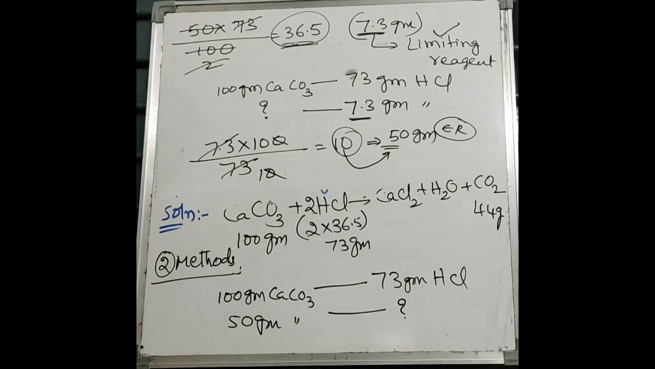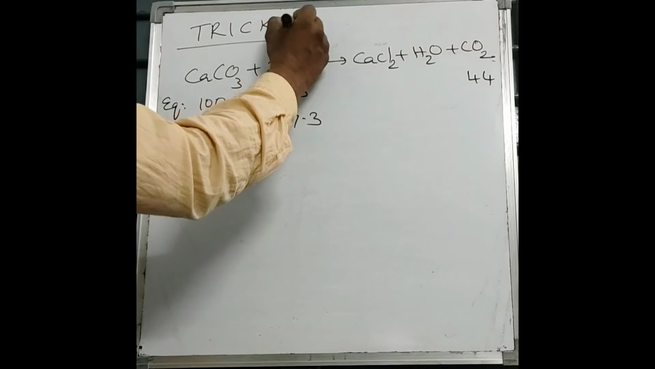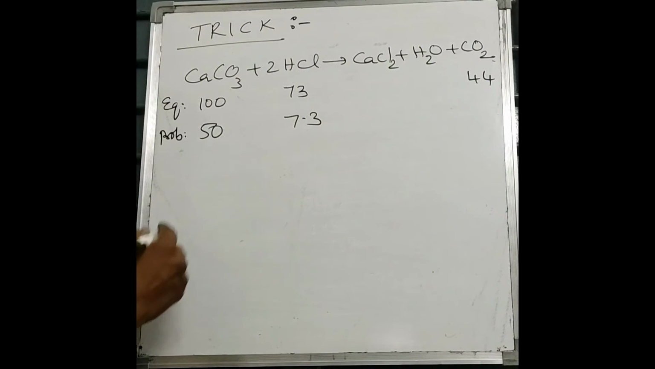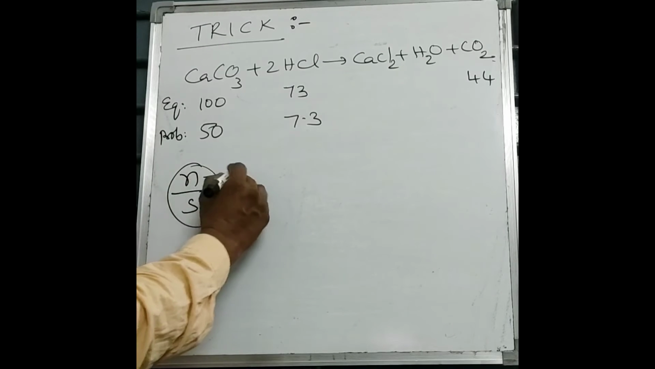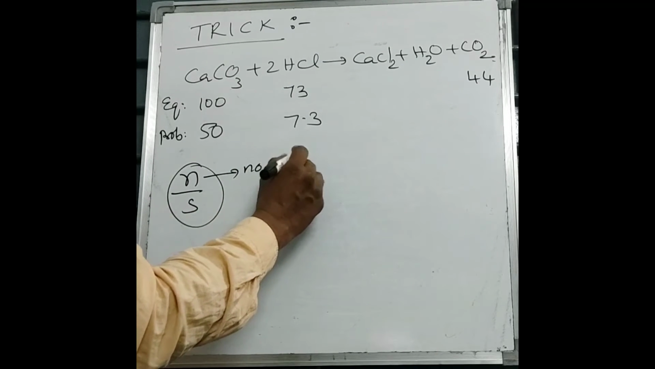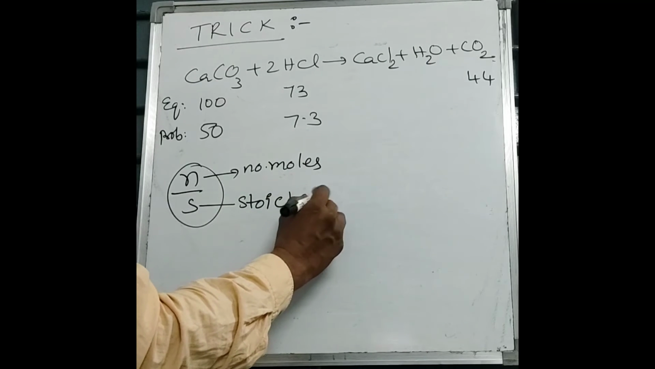So this is method 1. Method 2 is the trick. I will tell you what that is. So now, going to the trick to find the limiting reagent. Our trick is N by S. N means number of moles. S means stoichiometric coefficient.